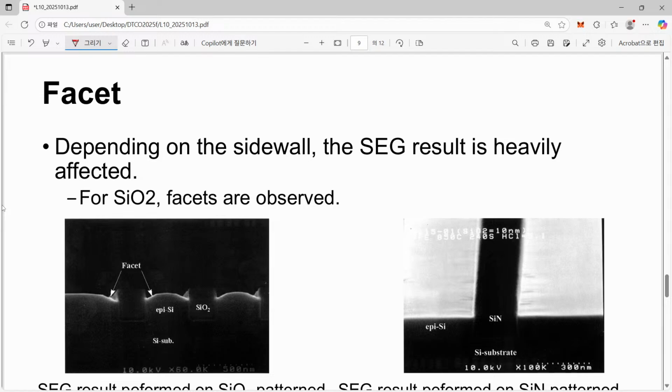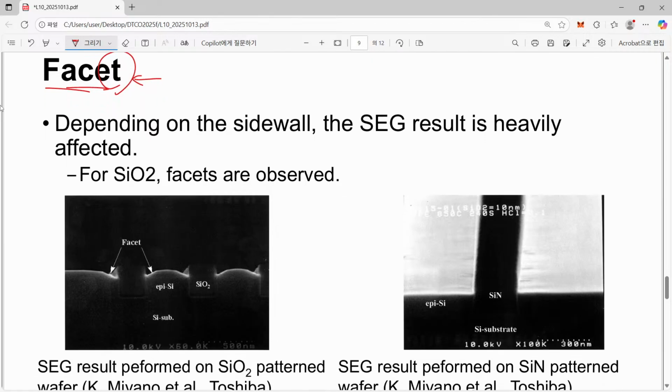But here we have some unwanted phenomena called facet. So this is a facet of a certain crystal. So the facet is observed here.